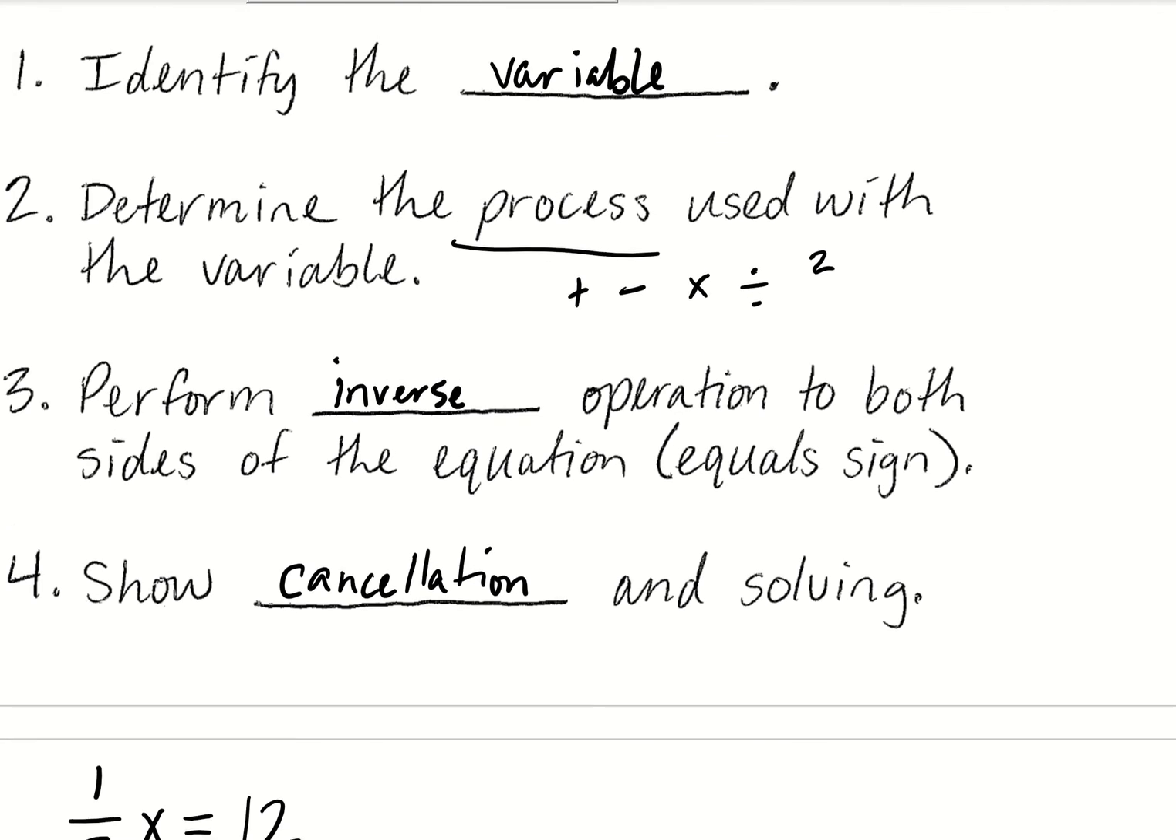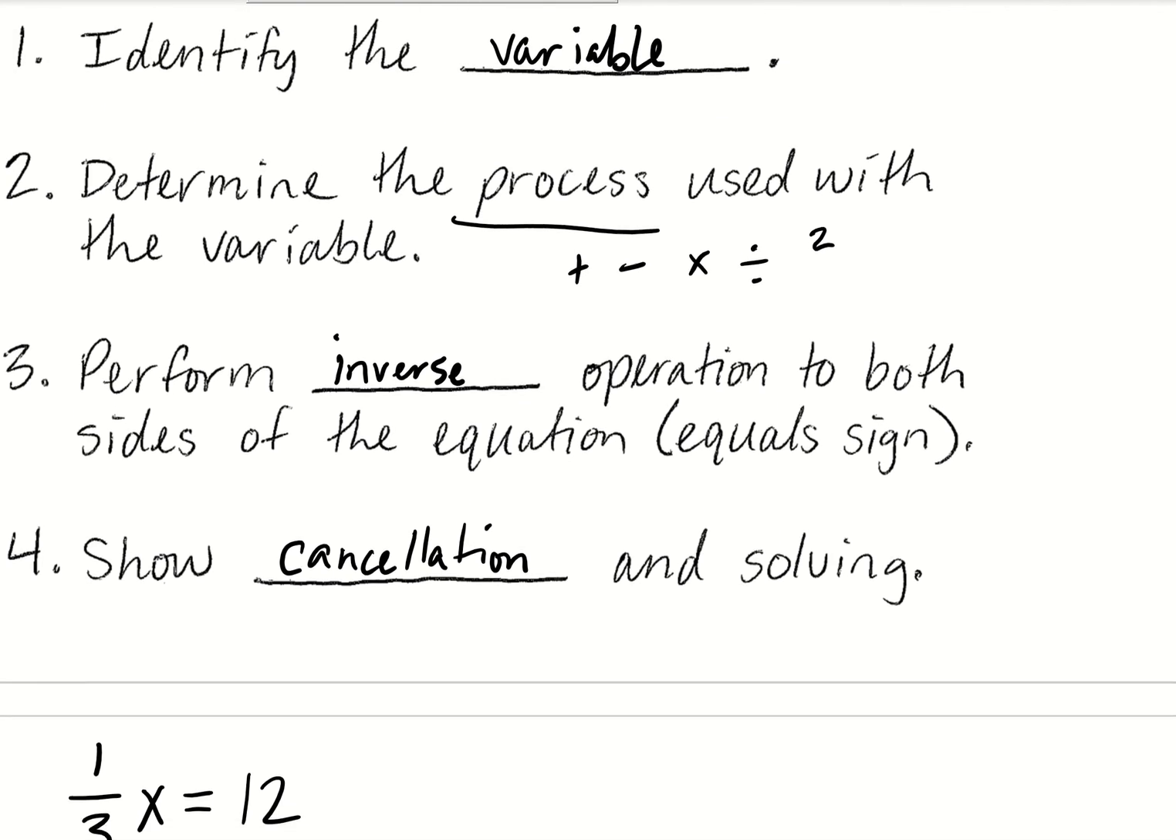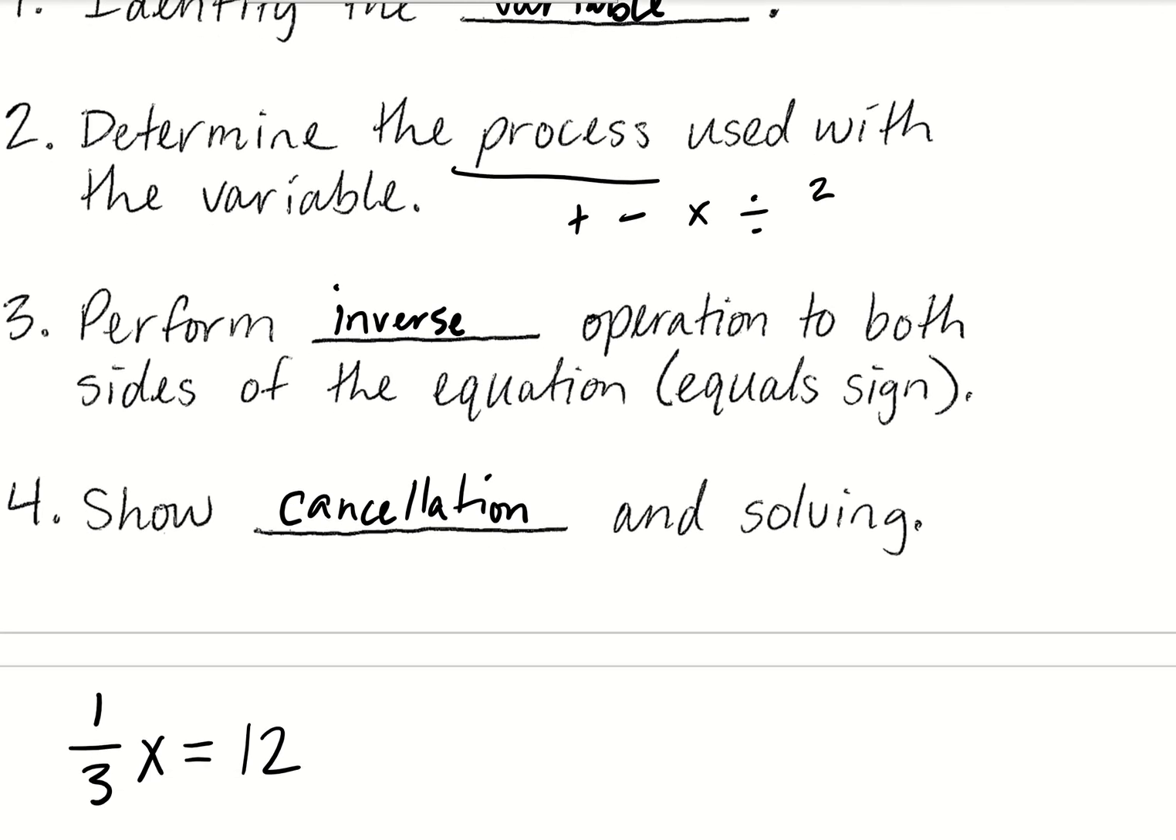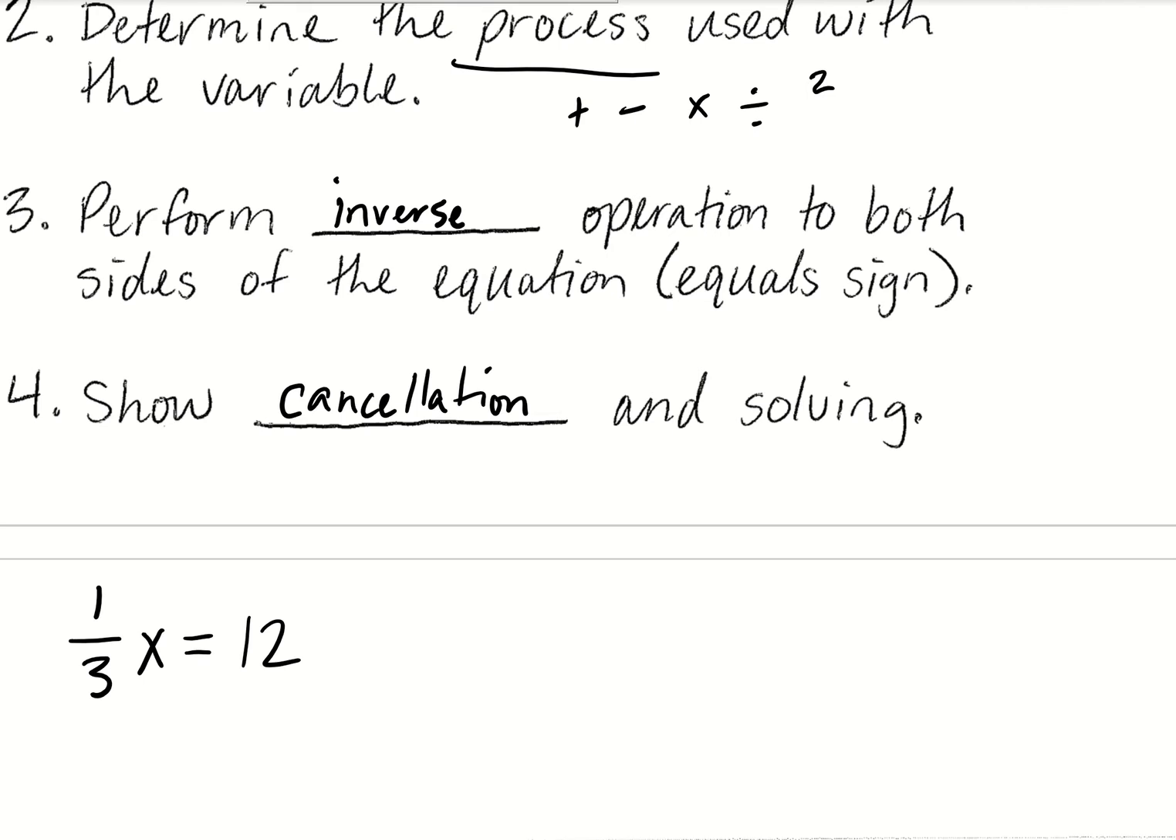Okay, I see it. I have identified it. Step 2, determine the process used with the variable. So now I've got to see what's being done to the variable. The x is attached to that 1/3. Remember, anytime there's no sign there, that means multiplication. So the process is multiplication right there.